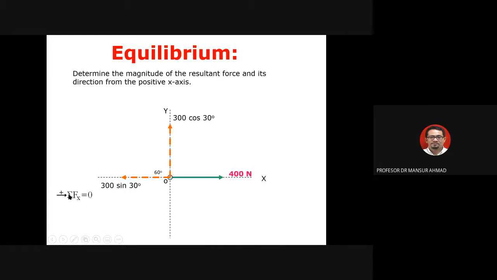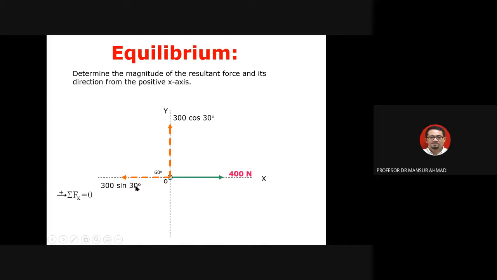So let's look at this. This is like a start. Every time you are solving a static problem, you start with this. It is like an introduction: I want to sum the forces on the x-axis. So summing forces in the X direction must be equal to 0. Just add it up.